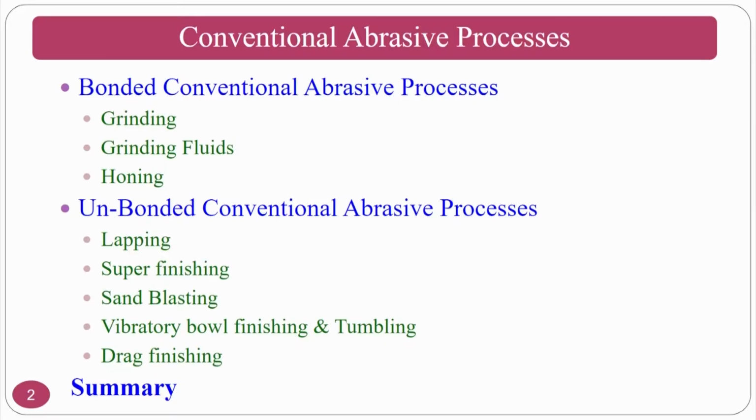Now we are in the conventional abrasive finishing processes. Till now we have seen the bonded type of conventional abrasive finishing processes like grinding and corresponding grinding fluids, honing and all those things. Now we are moving in this particular class to unbonded conventional abrasive finishing processes like lapping, super finishing, sandblasting, vibratory bowl feeding and drag finishing, and we summarize the abrasive finishing processes.